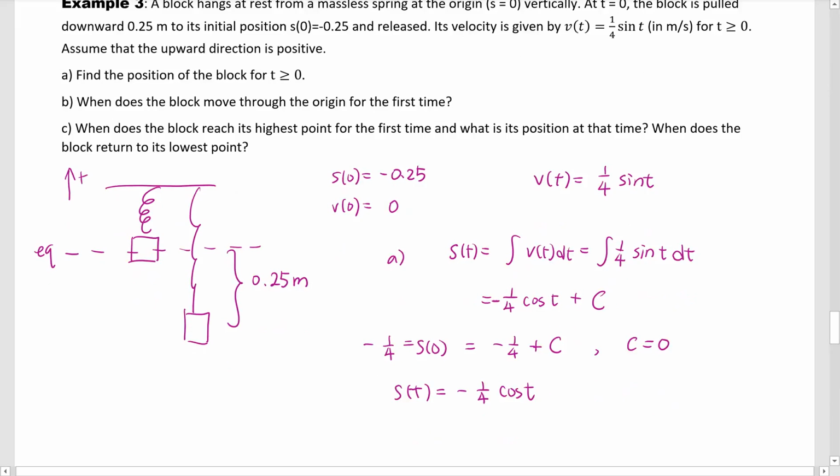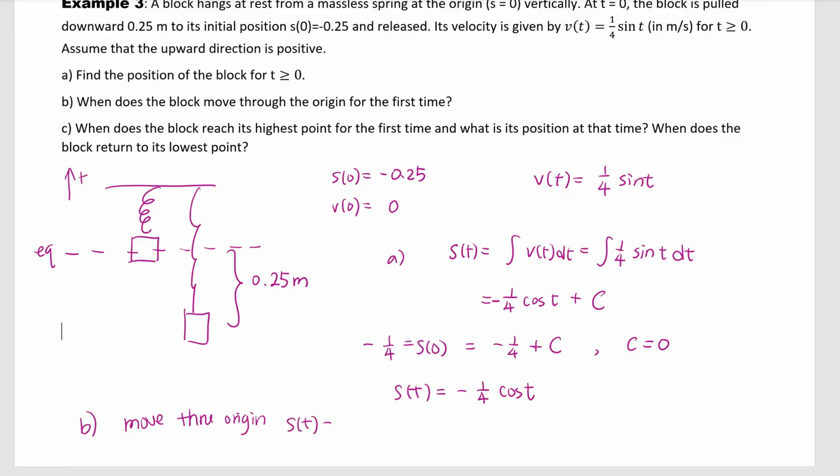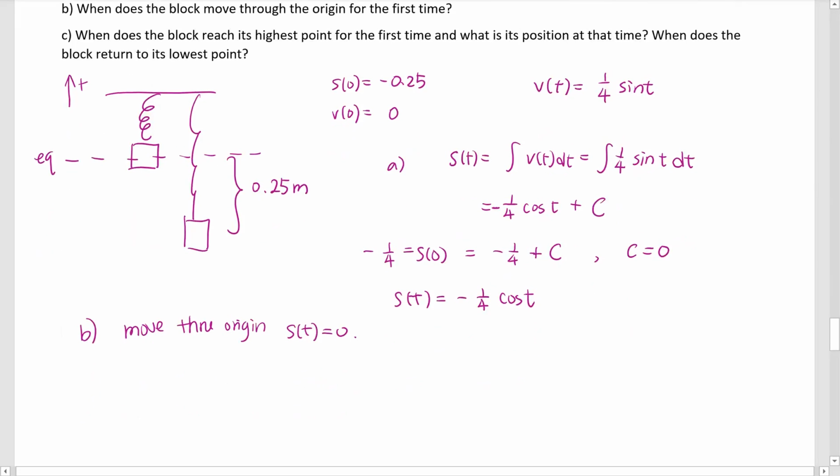Okay, so part B: when does the block move through the origin for the first time? What does that mean? It means s is 0, right? So let's look at this function. We have minus 1/4 cosine t equals 0, which is the same as cosine t equals 0.